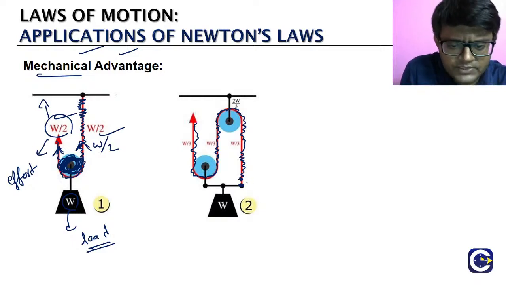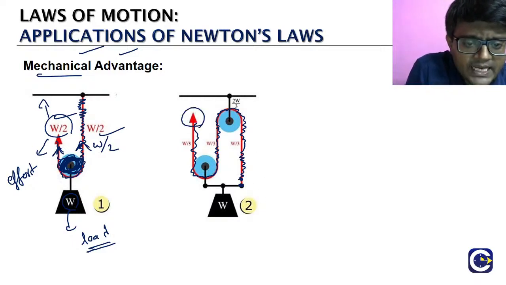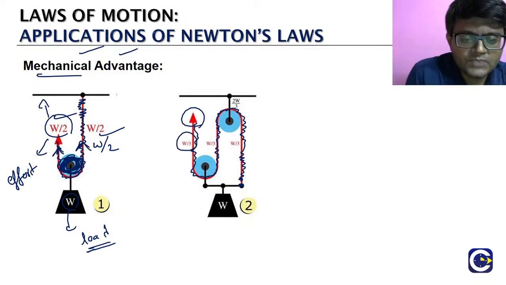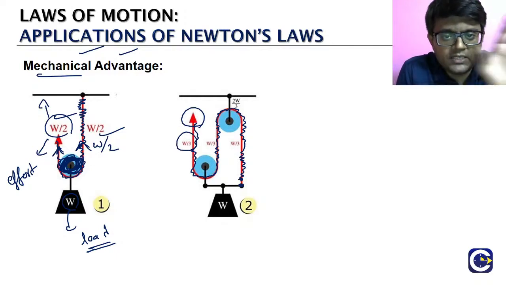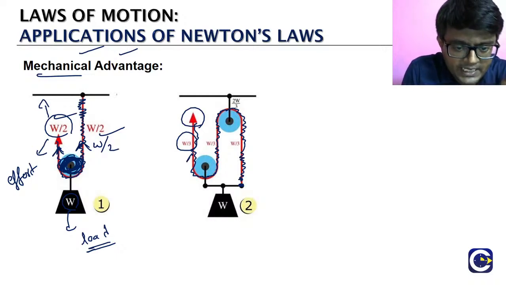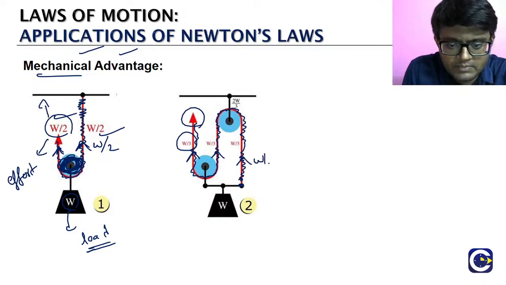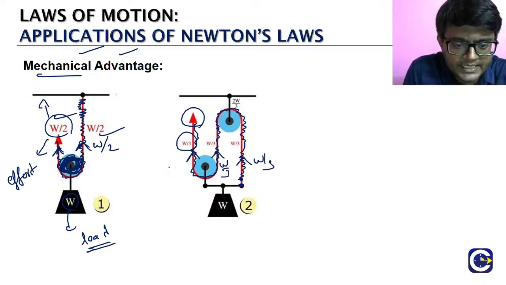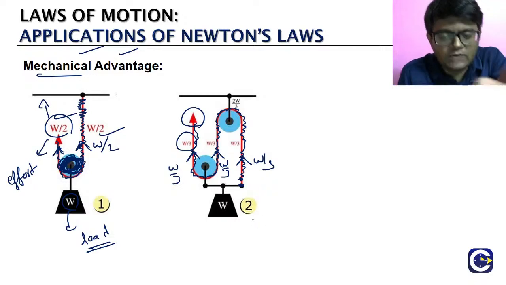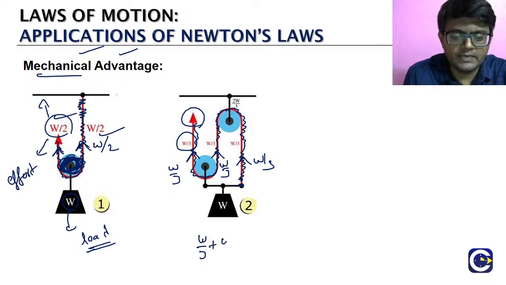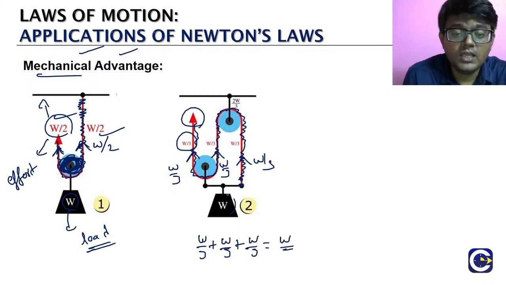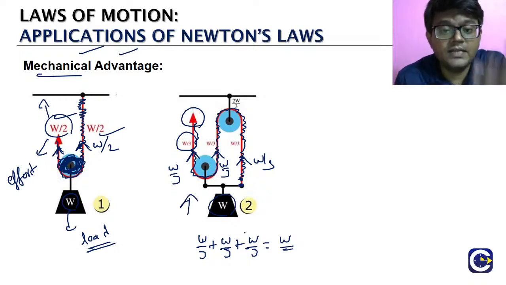So look here, if you apply an effort of W by 3, then everywhere in the rope what is the tension going to be? W by 3 only, right? On this side W by 3, on this side W by 3, and on this side also W by 3. So the total force acting is W by 3 plus W by 3 plus W by 3. The total comes to W. So we can lift this weight W.